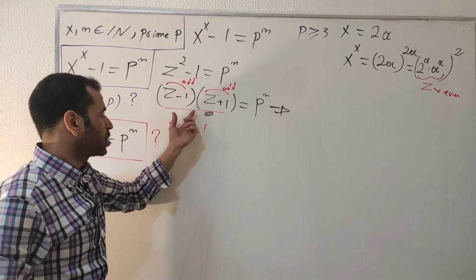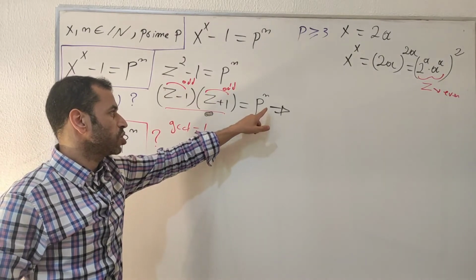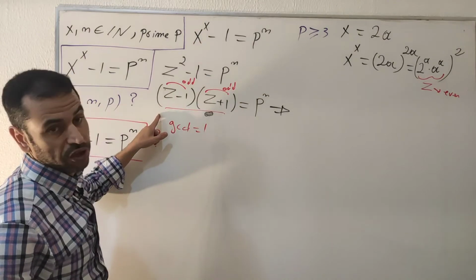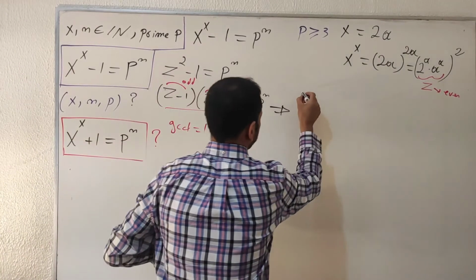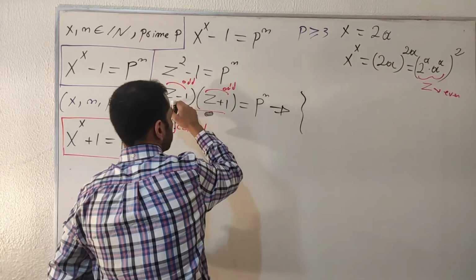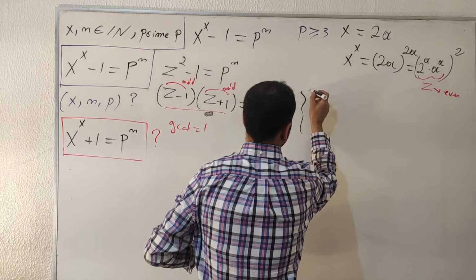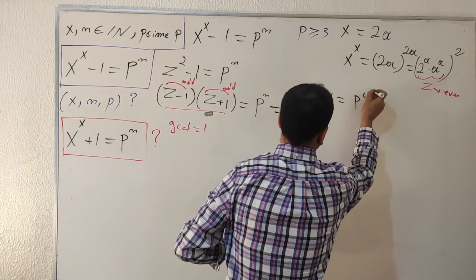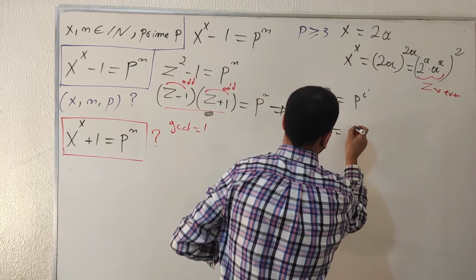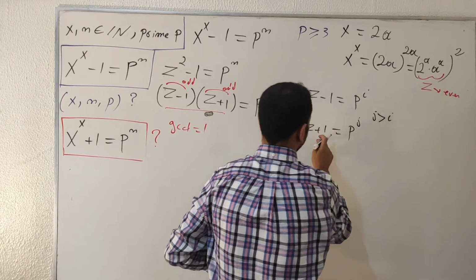GCD equals 1 is not going to help us here because the right-hand side of this equation is a power of p, which means the left-hand side is a power of p as well. So now this becomes a system of equations. Since we have the power of p here, I will have z minus 1 equals p to the i, and z plus 1 equals p to the j, where j is strictly greater than i because this term is bigger than this term.